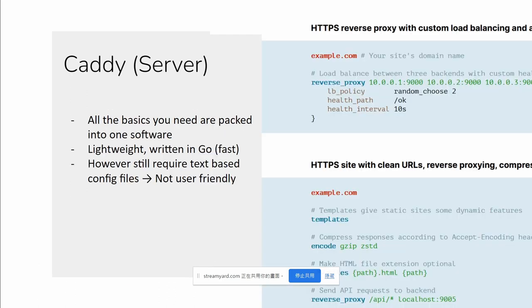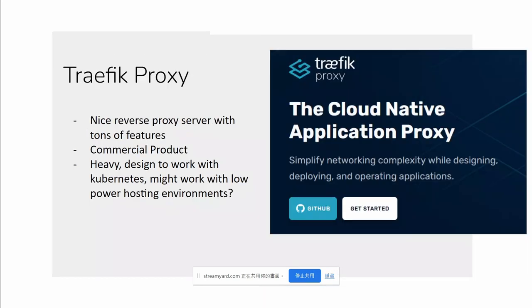Caddy is another Golang solution, which I think many people know. It is also based on text-based configuration files, so it's a little troublesome to set up for people with no networking background. Traefik is the most famous commercial solution out there, also written in Golang, but it's designed for cloud native, so it works with Kubernetes and Docker. But in my setup, I can't use Kubernetes because my servers are too low power.